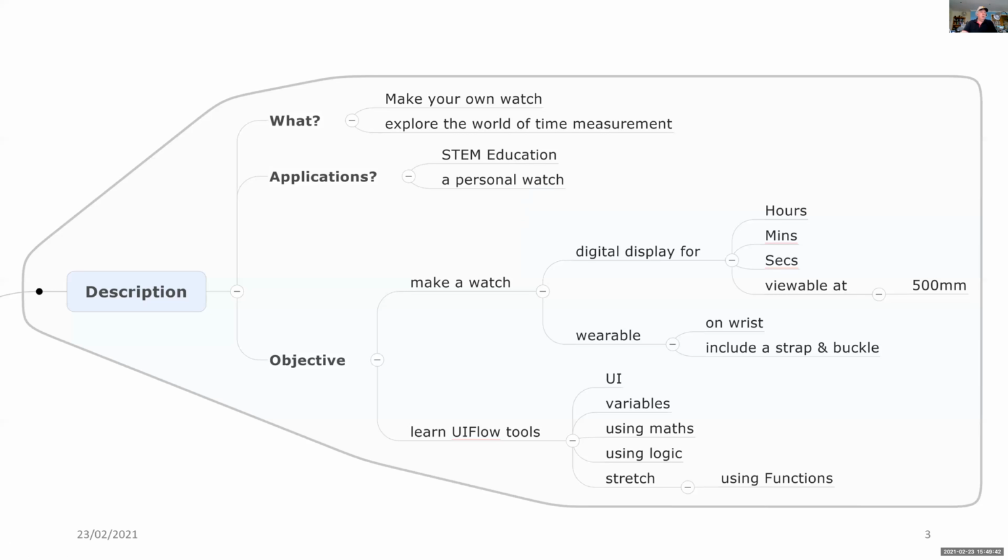So our objective is that your watch, you should be able to see it from at least half a meter while the watch is on your wrist. And you can see the hours, minutes, and seconds. It's got to be wearable, so be on your wrist, and it should have a strap and buckle. It's also important, this session is to learn about how to use some of the tools in the M5 stack program called UIFlow.